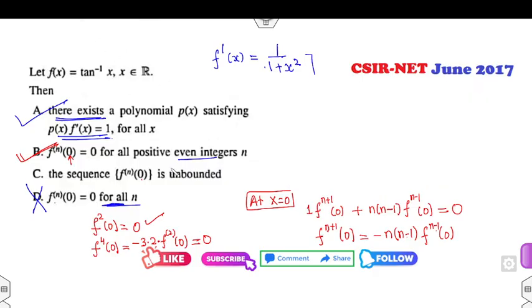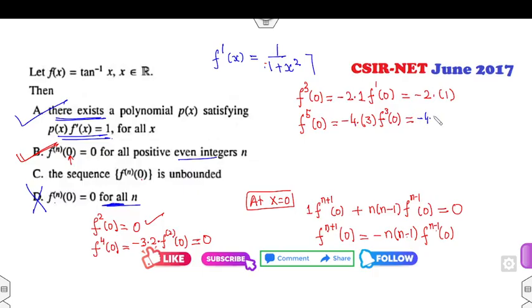Now, what about the odd derivatives? If I take n as 2, then f of 3 is minus 2 into 1 times f of 1 at 0. The first derivative is 1. So this is minus 2 into 1. What is f5? Because f4 will be 0, f5 means n will be 4: minus 4 into 3 times f3. So what is f3? It is 4 into 3 into 2 into 1 into 1. That is minus n factorial, sorry, n minus 1 factorial.